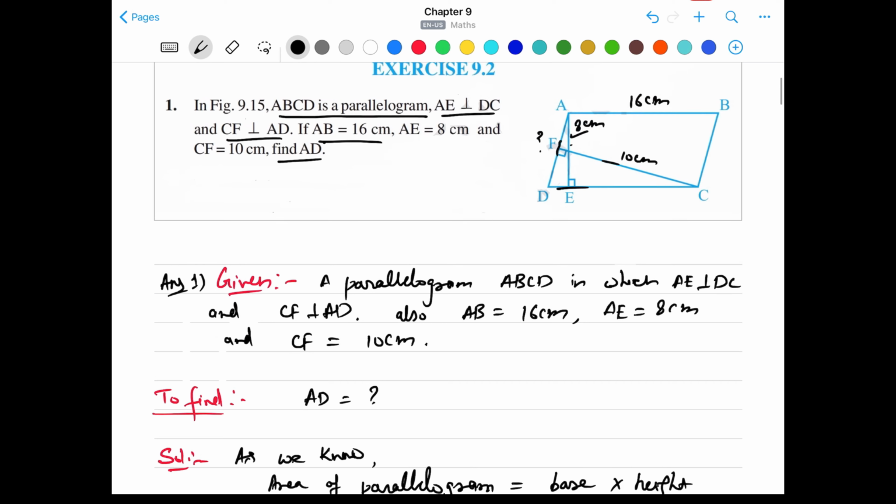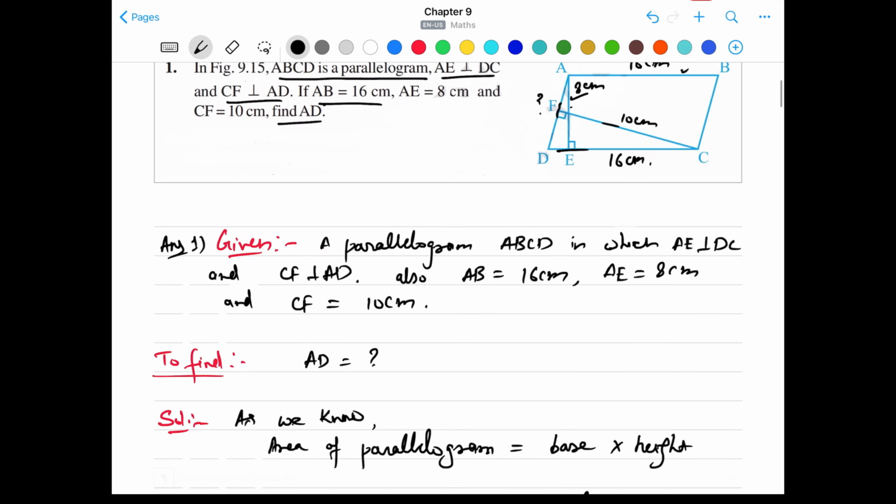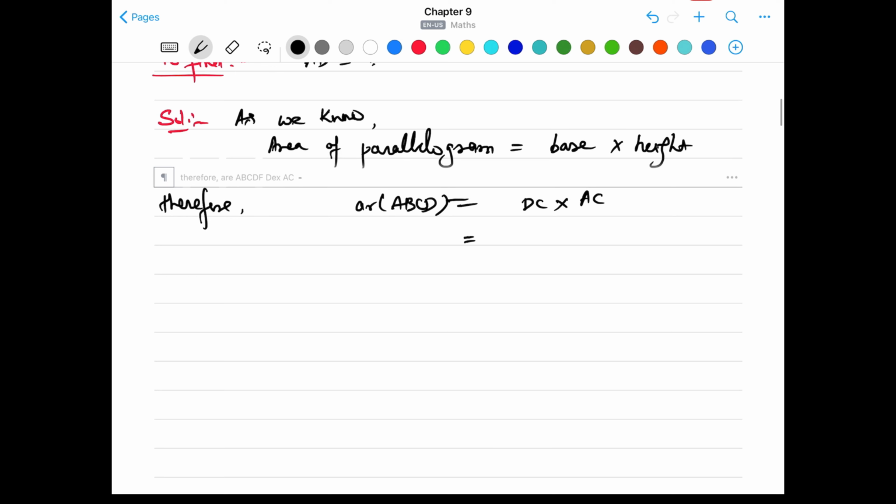Since this is a parallelogram and one side AB is 16 centimeter, its opposite side DC will also be 16 centimeter. So in place of DC we write 16 centimeter, and in place of AE we write 8 centimeter. Centimeter times centimeter will be centimeter square. So 16 into 8 gives us 128 centimeter square. So the area of this parallelogram ABCD is 128 centimeter square.